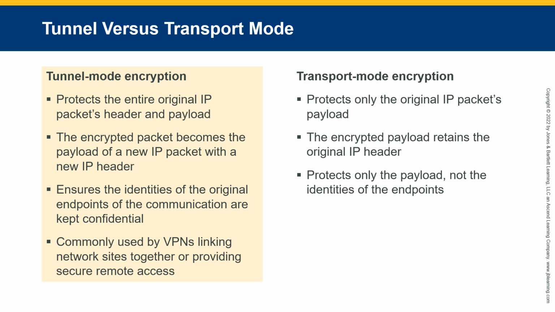So it's loaded onto the back of a truck. The encrypted packet becomes the payload of the new IP packet with the new IP header, like the cab of the truck, and all the cars loaded in the trailer, that's the payload. This ensures that the identities of the original endpoints and the communication are kept confidential.